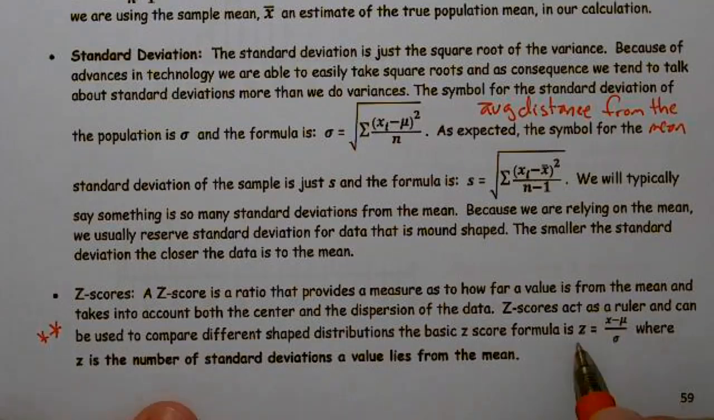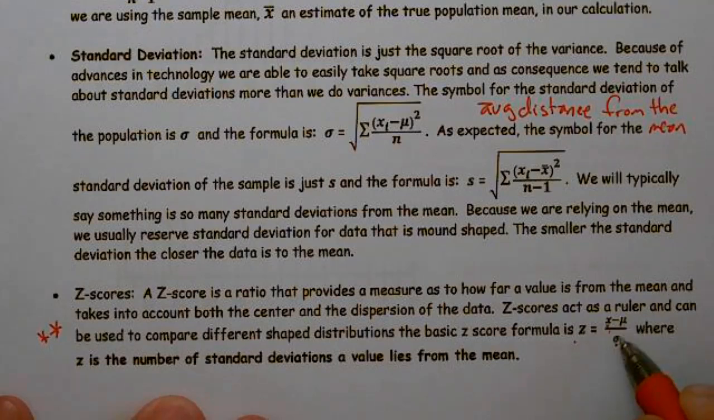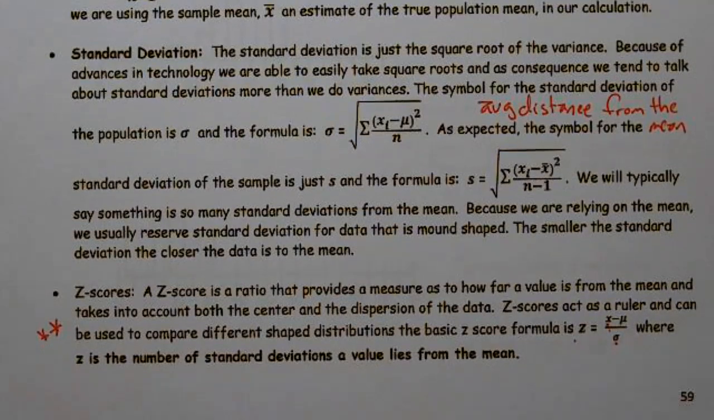First off, Z equals X minus mu over sigma. What does that mean? X is the individual value, minus the mean, divided by the standard deviation. It's just a ratio that takes into account both the center and the spread or dispersion of the data. They act as a ruler so that you can compare different shape values. It's really incredible. You can do a Z-score for any type of distribution.